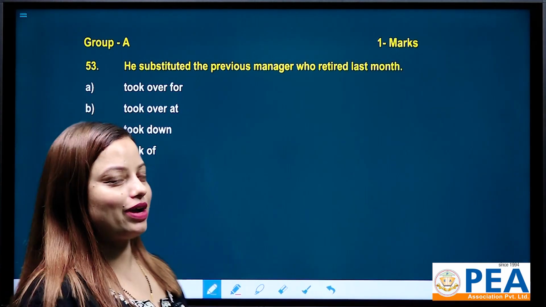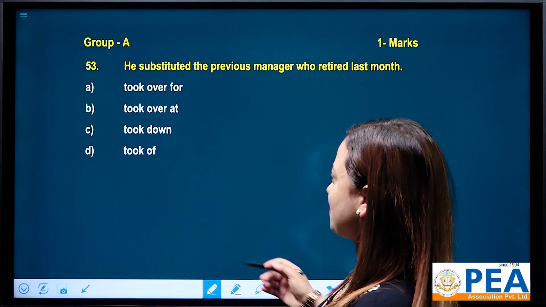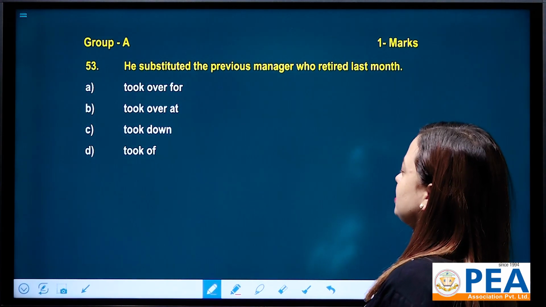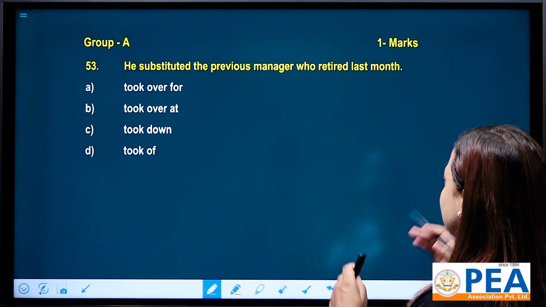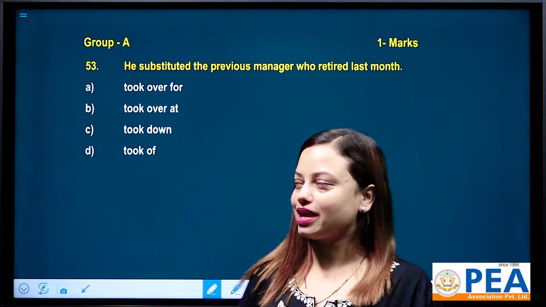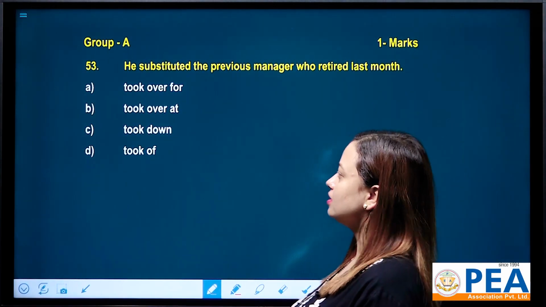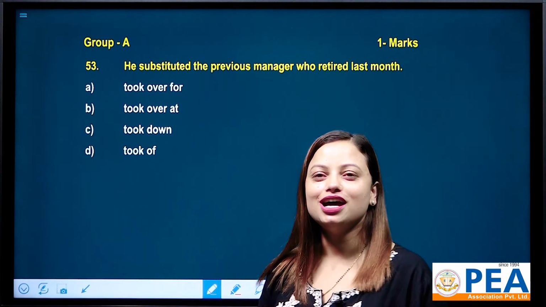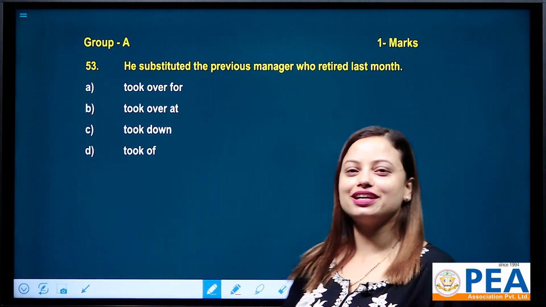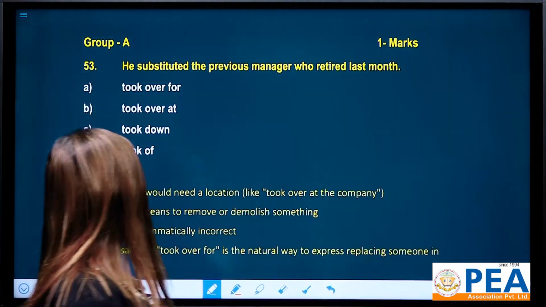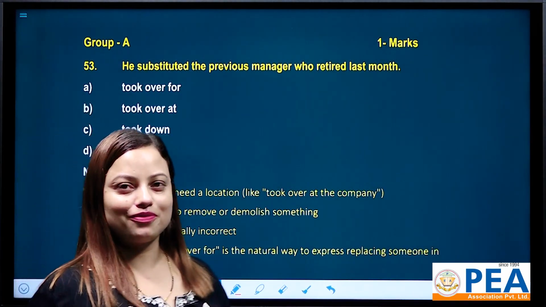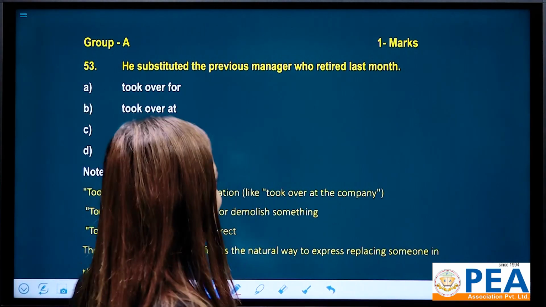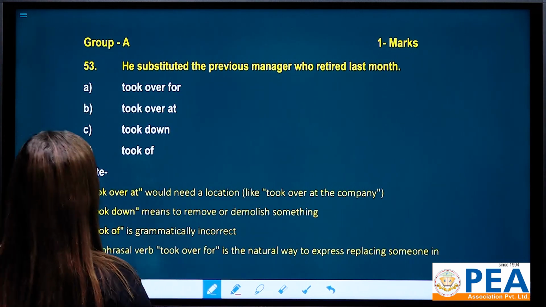This is the turn of question number 53, and the question is, he substituted the previous manager who retired last month. Option number A, took over for. Option number B, took over at. Option number C, took down. Option number D, took off. Okay, this question is from phrasal verbs. Let's have the meaning of each phrase here.